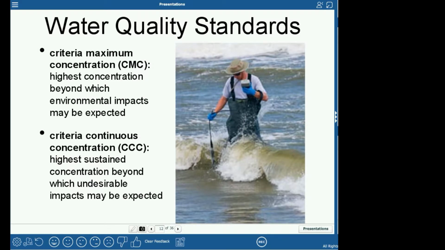We have maximum concentrations, which is a high concentration, beyond which environmental impacts may be expected. And then we have a continuous concentration, like a sustained concentration. So you can have a burst of excess nutrients, which, if it got above that maximum, would be a problem. Then it goes down to normal level. Or you could have a continuous level, where long term, this amount more than that is going to cause some problems as well. So we would call this upper one acute.